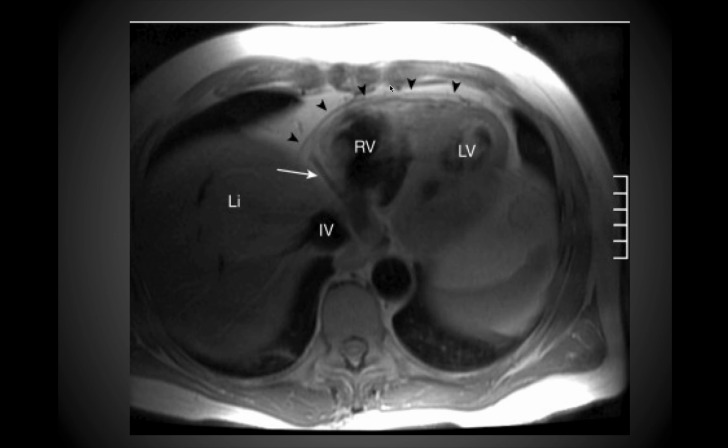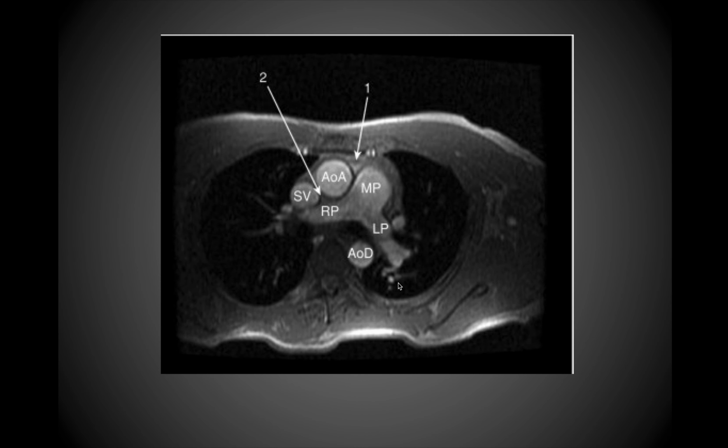The black arrowheads right here represent the pericardium, so you can just see this thin line which represents the pericardium. And then right here we have the right ventricle, and over here you can see just a small part of the left ventricle. So we're at the very inferior most part of the heart in this image, and then back here you can see the descending aorta right there.